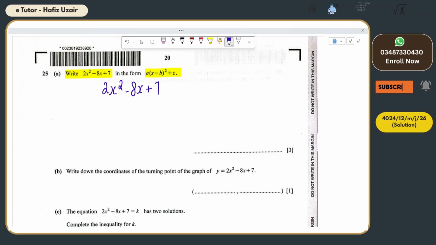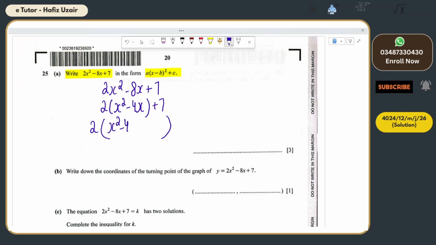You can check that you have the constant term over here that is separate, and you need to take common from here because a is over here. Just take 2 common from here. So that will be x square minus 4x bracket close plus 7. Now to make the square, you need to do the half of the x coefficient. The x coefficient over here is 4, so you need to add the half square, plus 2 square and minus 2 square, plus 7.